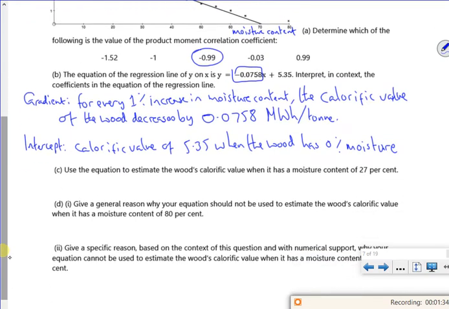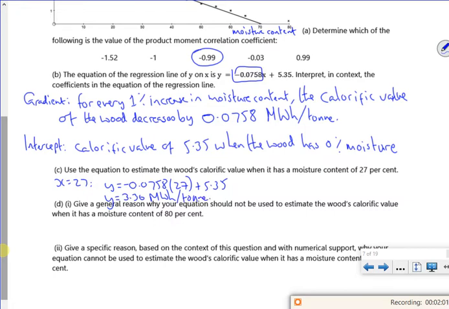So it says use the equation to estimate it when it's 27%. So if x is 27, I've got y is minus 0.0758 times 27 plus 5.35. So y is 3.30 megawatt hour per ton. There.